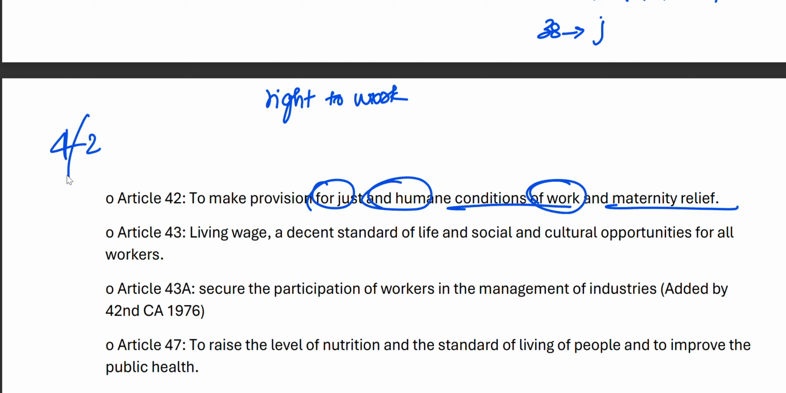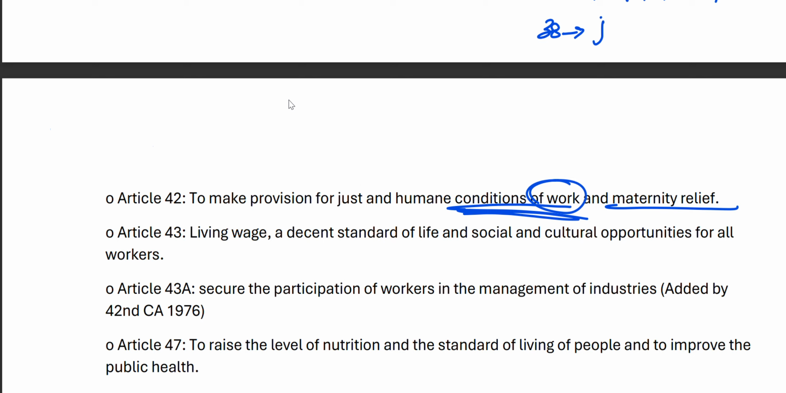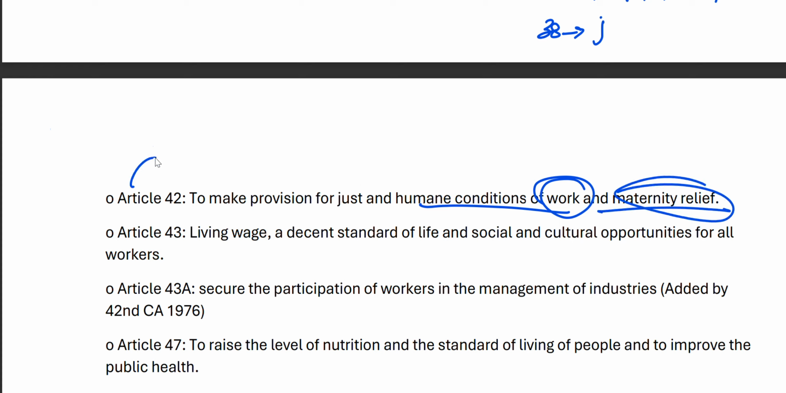42 is related to maternity. Right, just and humane conditions for the work. I need proper conditions for the work, and we need maternity relief. Now, what is 41?